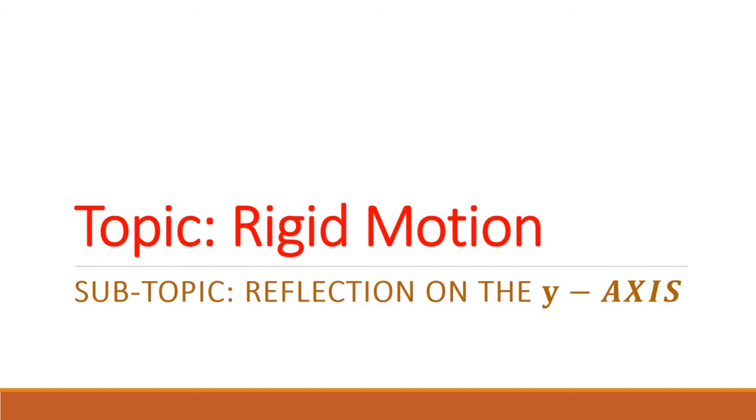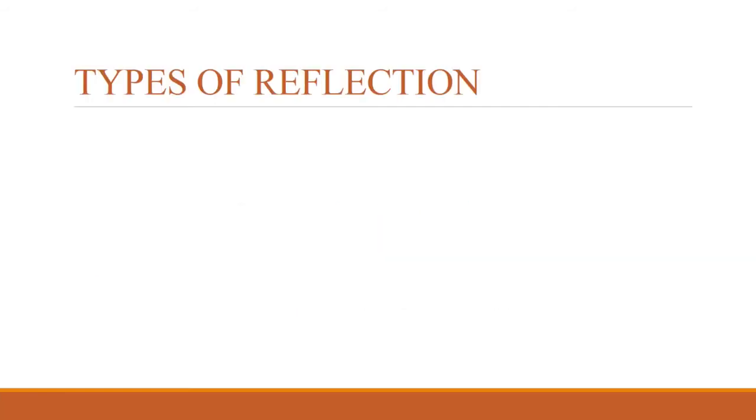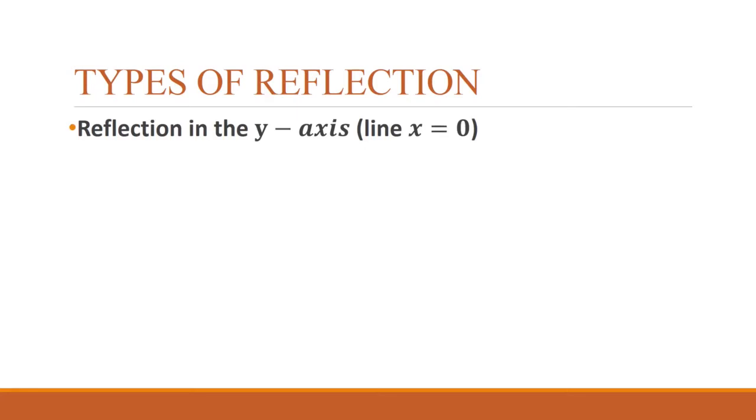In our previous discussions, we were talking about rigid motion. And so today we are continuing by looking at the subtopic reflection on the y-axis. Now, what are some of the types of reflection? Remember, in our last meeting, we looked at reflection on the x-axis. And so today we are going to continue by looking at reflection in the y-axis, which is the second type of reflection. This reflection is also called reflection in the line x equals 0.